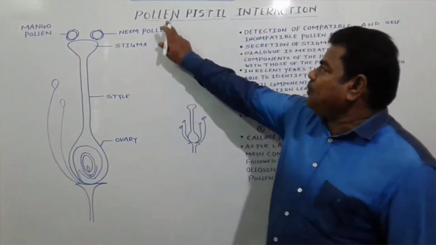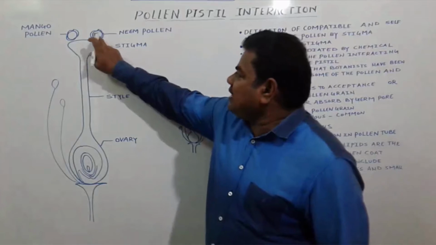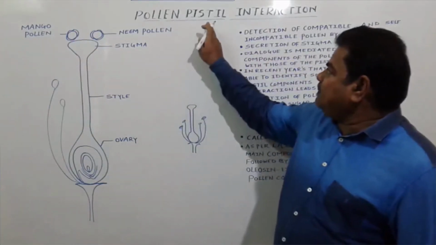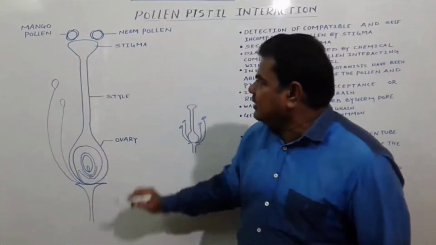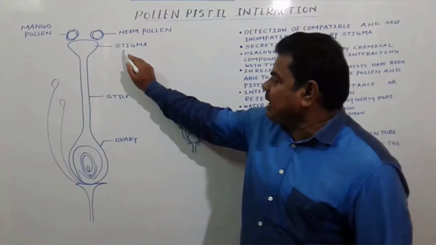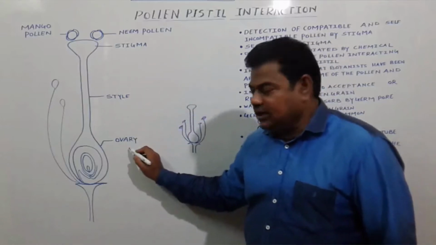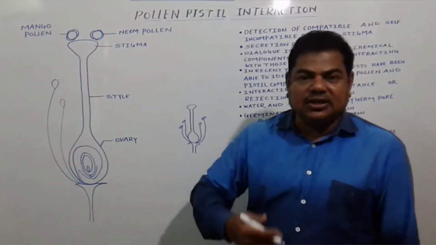Now see here, this is a pollen. See this one, these are the pollens. Pollen and pistil. This one is the pistil. Pistil consists of stigma, style and bulbous ovary, inside which this structure is present. That structure we call an ovule.